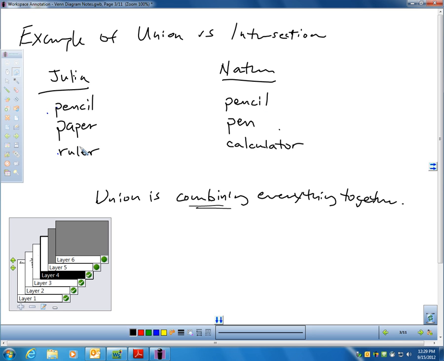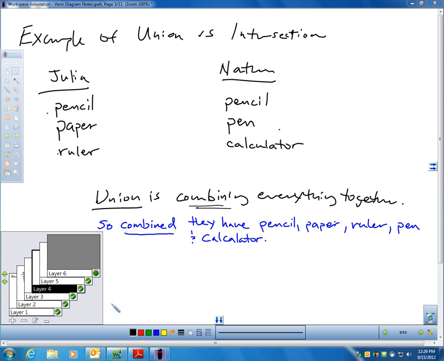Well, union is just combining everything they have together. When we combine everything they have together, they now have a pencil, paper, ruler, pen, and calculator. That's what a union is.